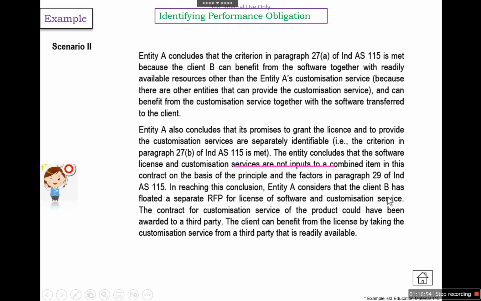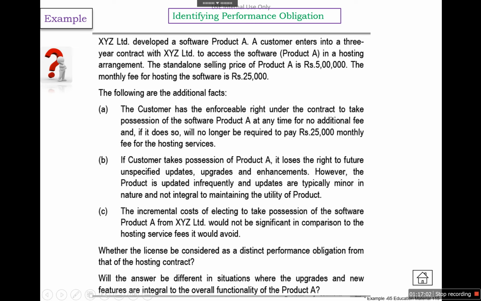So entity A considered that client B has floated separate RFPs for the license of the software and customization services. For being distinct goods and services, we need to check two conditions. First, whether the goods and services are capable of being distinct. It means that the customer can benefit from them on its own or with readily available resources. Second, we need to check whether it is separately identifiable within the context of the contract. It means that it is not highly integrated, highly customized, or highly interdependent. If it is, then it is not distinct.